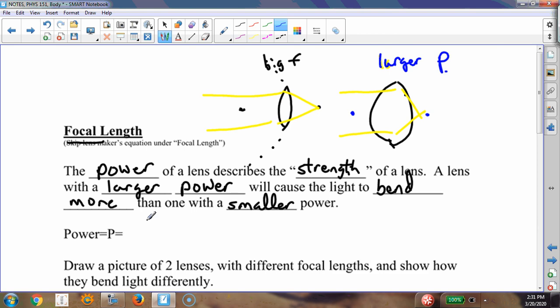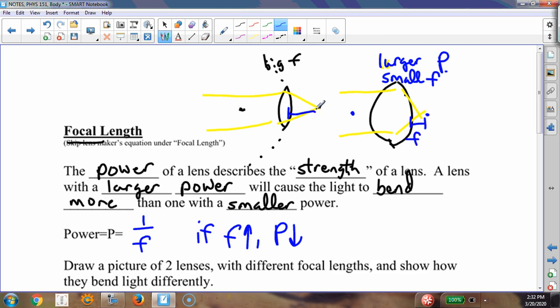The power is a function of the focal point. It's equal to 1 over f. So if the focal point goes up, the power goes down. While this one has a large power, it has a small focal point. That just means that this distance, f, is smaller than that distance, f. They're inversely related. And then vice versa. If f goes down, then that means that the lens will bend light more, so the power will go up.